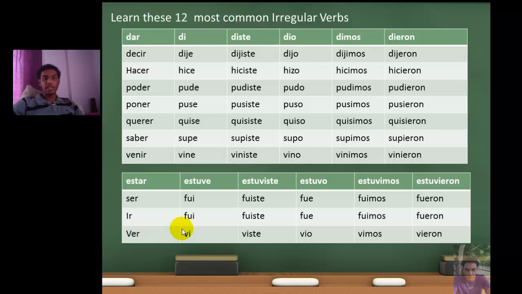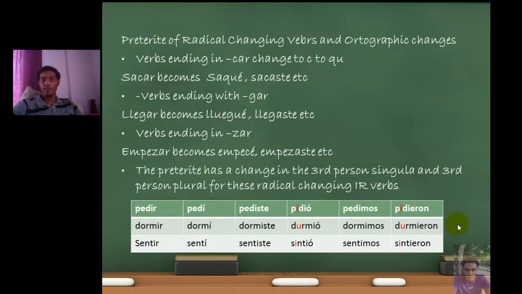Also, you should learn estar, ser, ir, and ver. But please note that ser and ir have the exact same conjugations in the preterite. They can be distinguished because generally when you're using ir in the preterite, you say ir a. So you see fui a, fuiste a, fuimos a, fueron a.